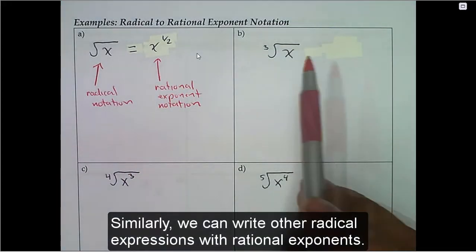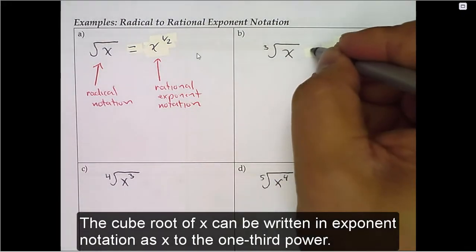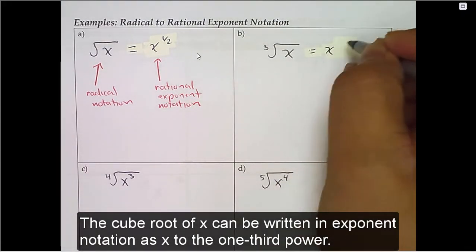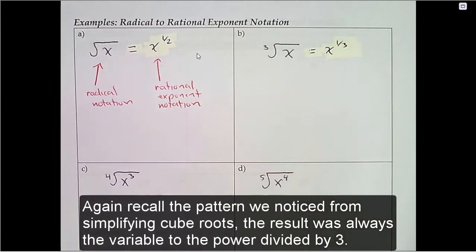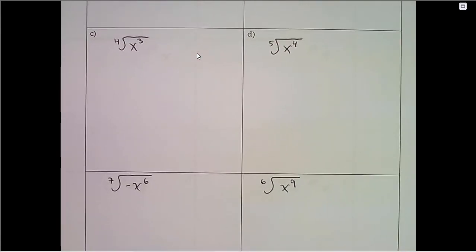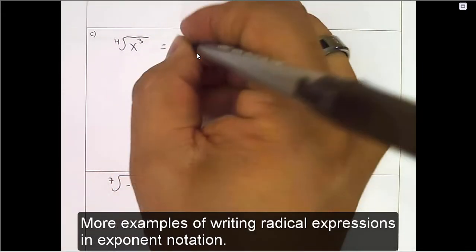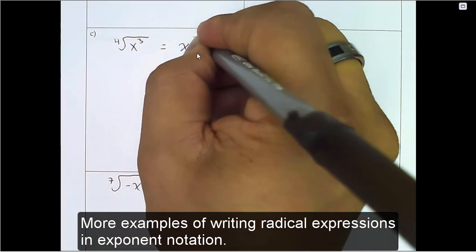Similarly, we can write other radical expressions with rational exponents. The cube root of x can be written in the exponent notation as x to the 1/3 power. Again, recall the pattern we noticed from simplifying cube roots. The result was always the variable to a power divided by 3. More examples of writing radical expressions in exponent notation.